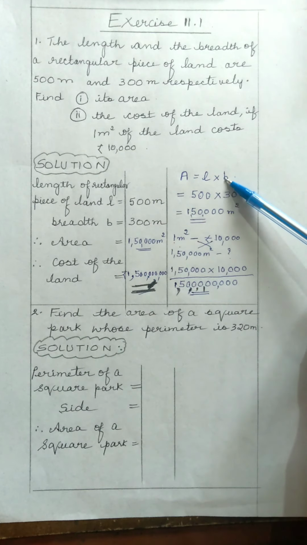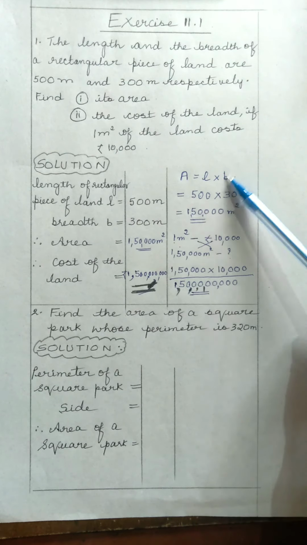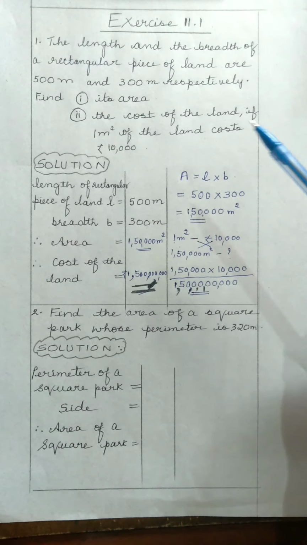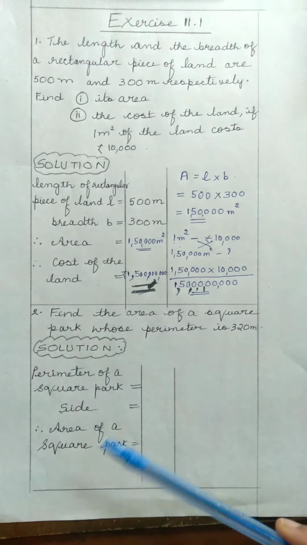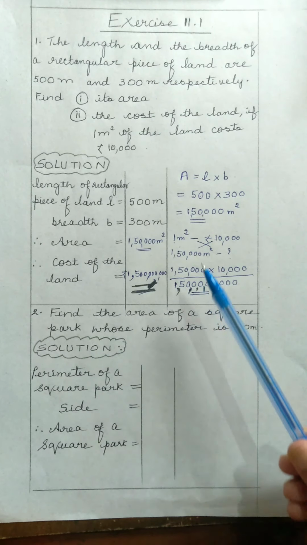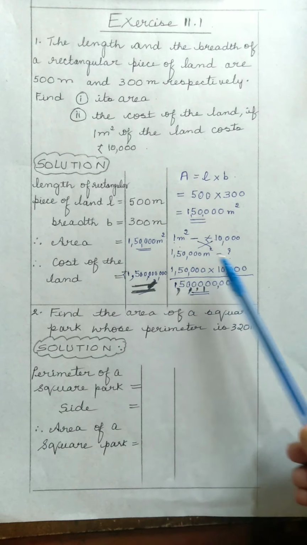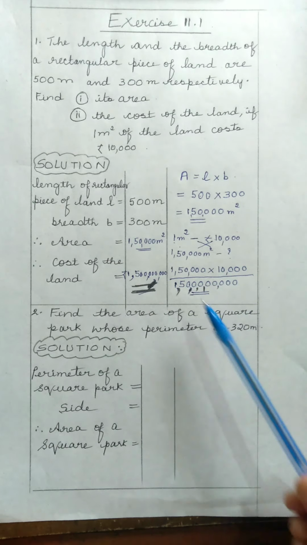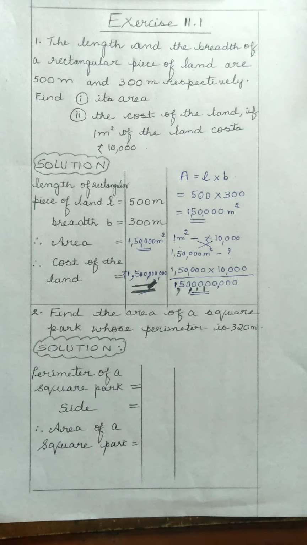First, we need to apply the formula of the area of the rectangle, that is A equal to L into B. After that, we need to find out the cost of the land. That is, for 1 meter square, the cost is rupees 10,000. Then, for 1,50,000 meter square area, how much is the rupees? Therefore, after simplification, this will be the answer.